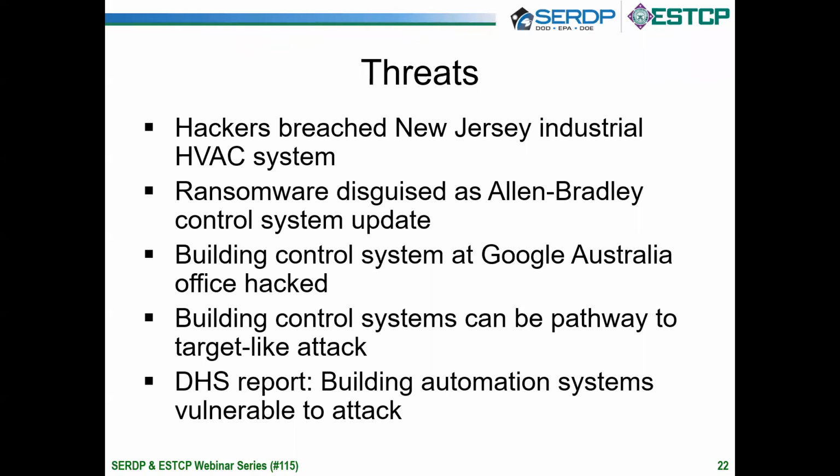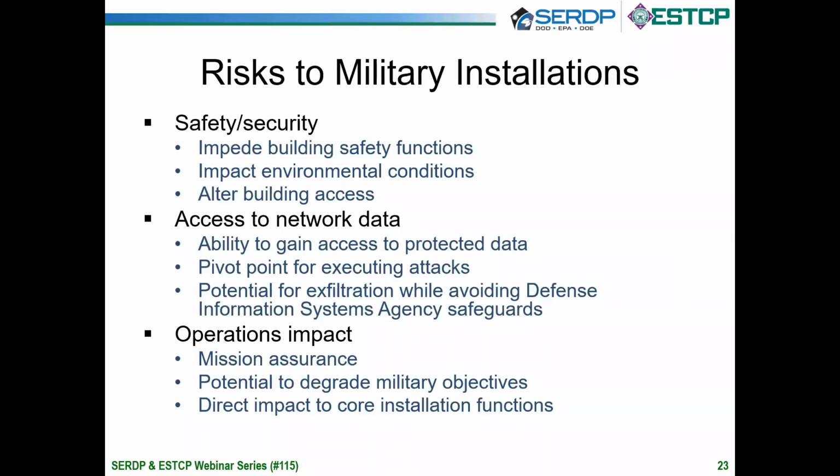We've seen other reports out there. DHS has a report out on some of the vulnerabilities to building automation systems and energy installation systems. As we look at those threats and what's been realized, we like to look at it through the lens of the Department of Defense and military installations. Some of the biggest concerns we see right now are that if these building automation systems are exploited, there are potential safety and security impacts. Some of the safety functions can be disabled. The environmental controls and conditions can be modified. And we can see alteration of building access controls. These are things that we've actually demonstrated through some of the assessments and have identified as weak points.